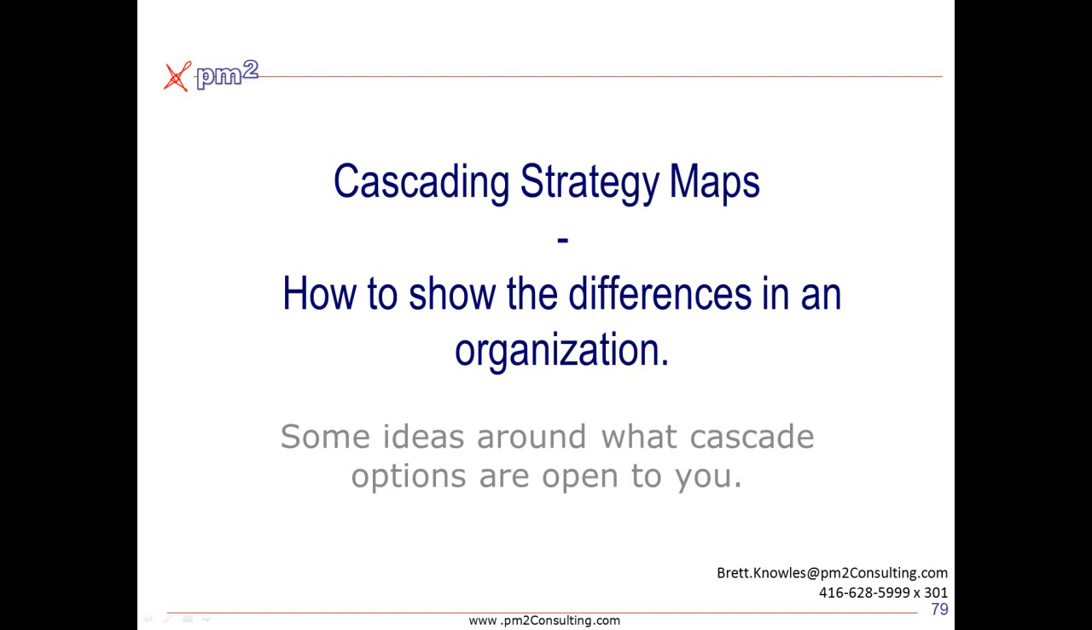Many organizations come to us with questions about how to create the cascaded strategy maps and scorecards. How do they take the corporate level scorecard and translate it down to the business unit level? And what are the three elements they have to work with in doing this? And how do they choose which ones to use?